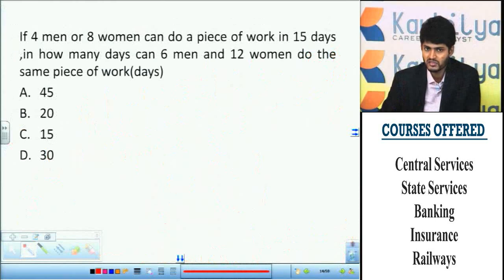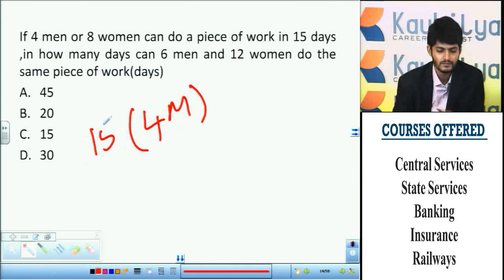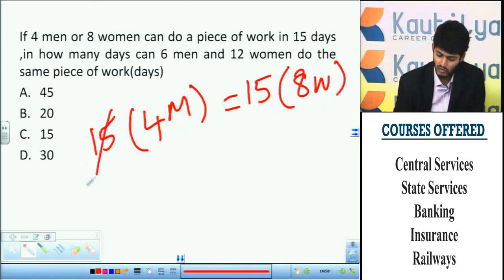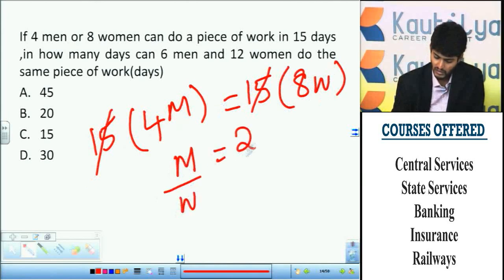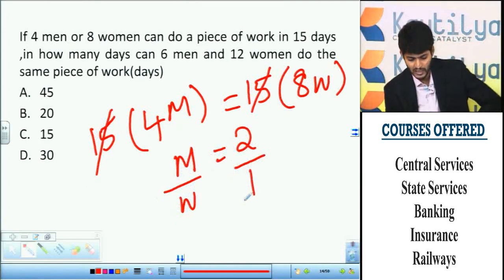Now this problem is slightly different from the previous one. Here in the earlier problem he said men and women, now here he says men or women. So that means either 4 men can do this job in 15 days or 8 women can do this job in 15 days. So the total work is nothing but 4 men can do this job in 15 days, or in the same 15 days how many women would you require? 8 women, right. Again I can find out what is the relation between a man and a woman. I can find out that 1 man is equal to 2 women, or the efficiency of a man to a woman is equal to 2 is to 1.